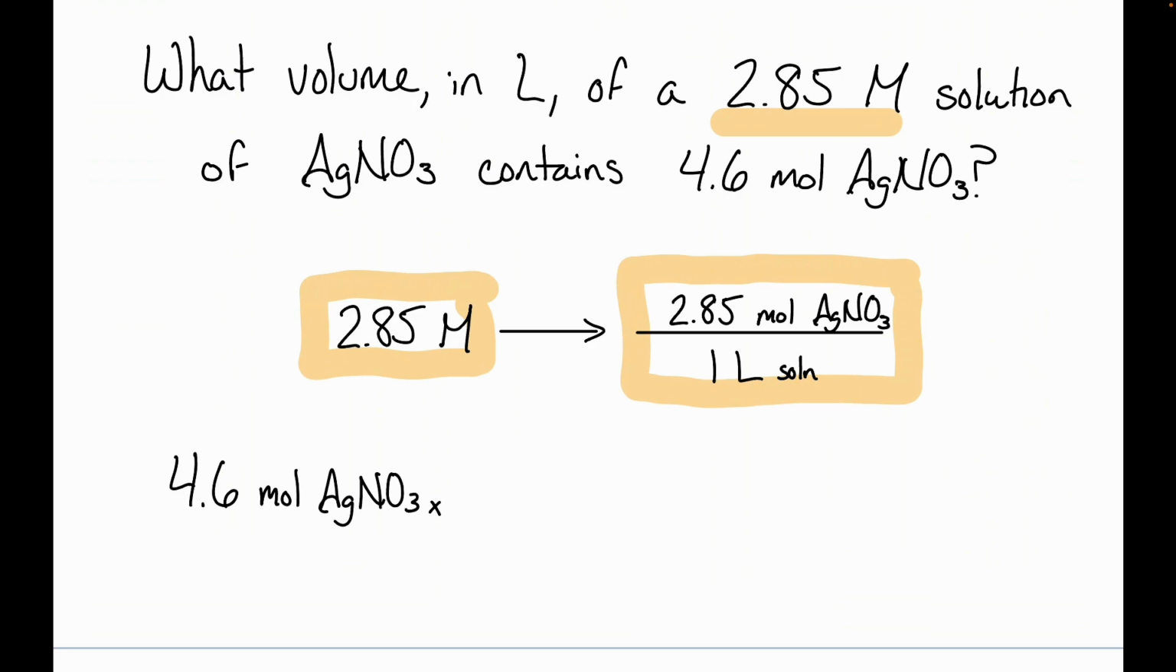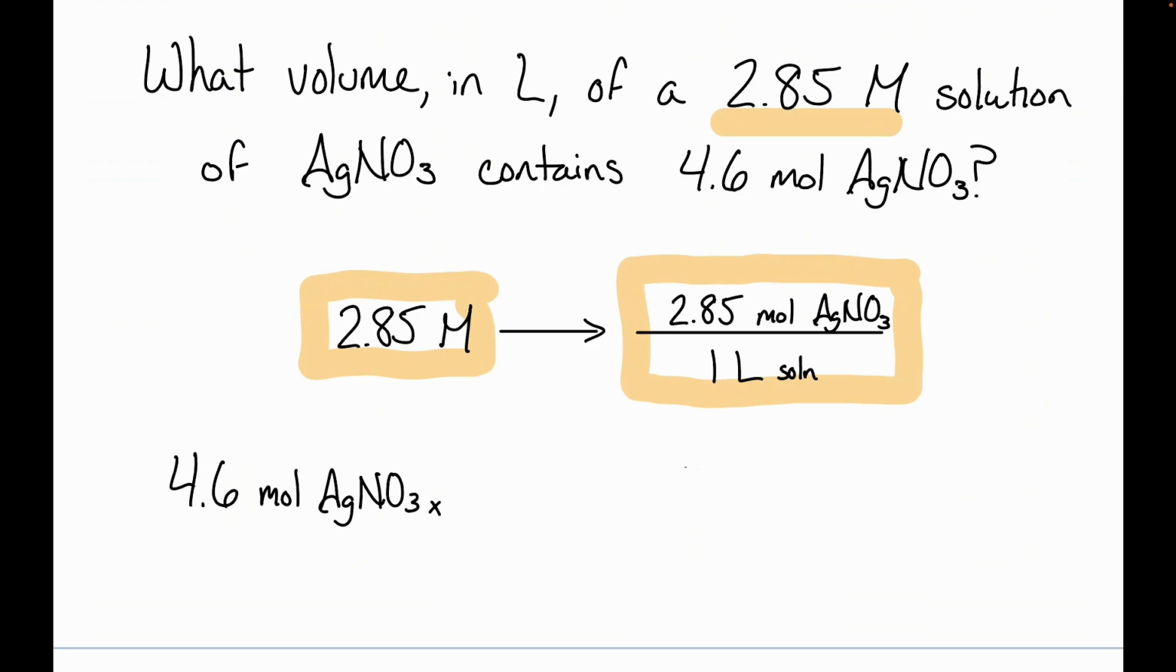Okay, my problem's starting me off with the 4.6 moles of the silver nitrate. So then I'm just going to multiply by that concentration, right? Just like we did last time. What's the problem here? My units don't cancel out, right? Again, all about the units, making sure it's set up correctly. This is moles times moles divided by liters. Nothing cancels out here.